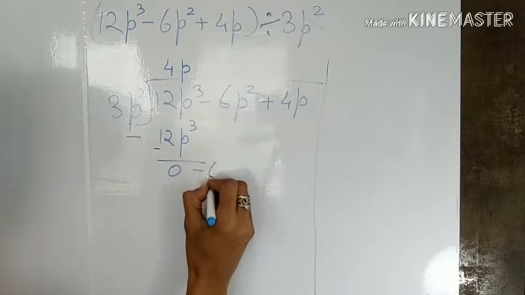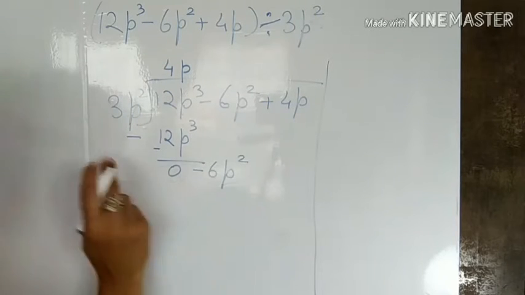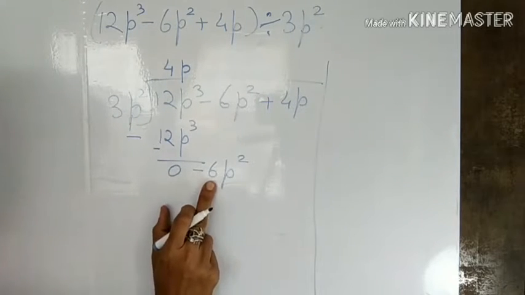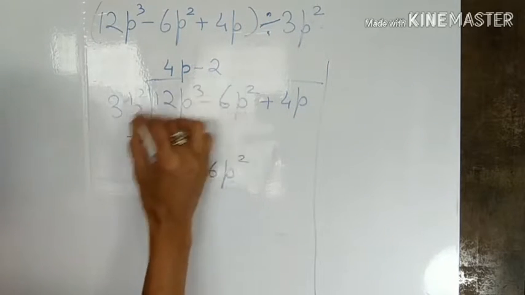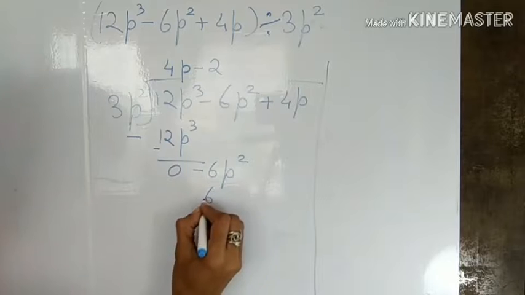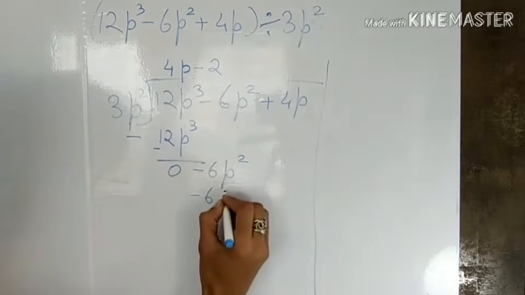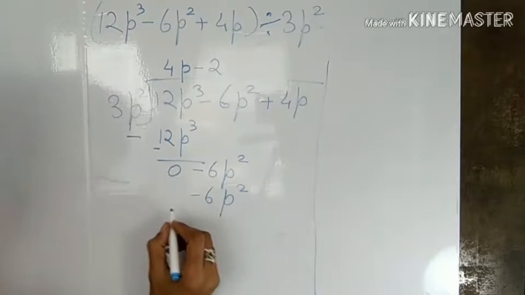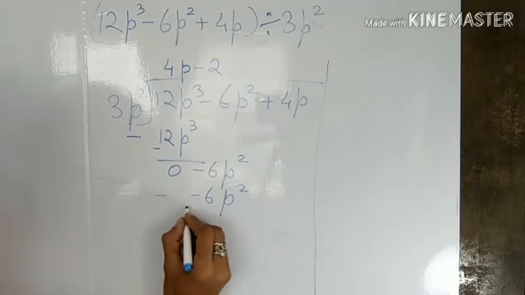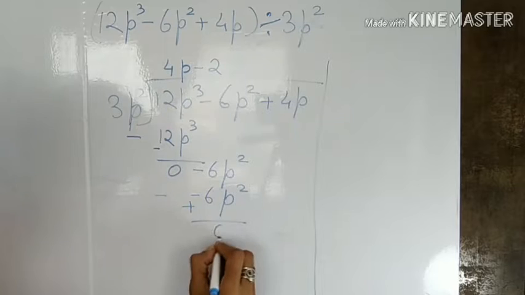Bring down the next term, that is minus 6p square. I have 3. I need minus 2. So I multiply with a minus 2. Plus into minus is minus. 3 2s is 6. So you get minus 6. And I already have p square, so I don't need to add a variable here. And then signs change. The remainder is 0.